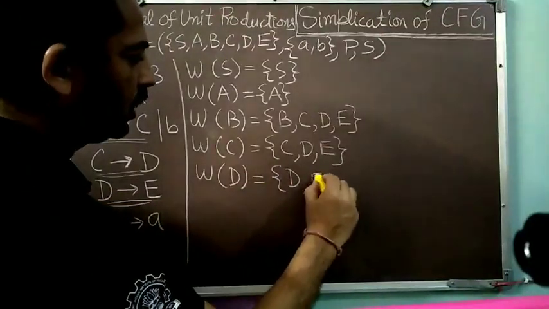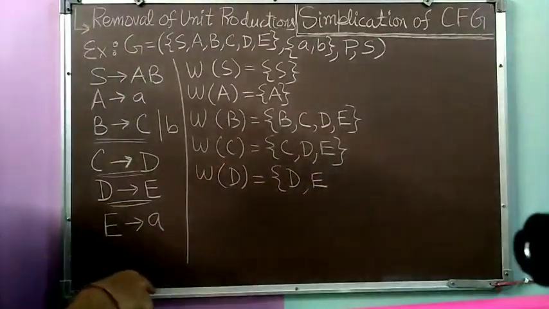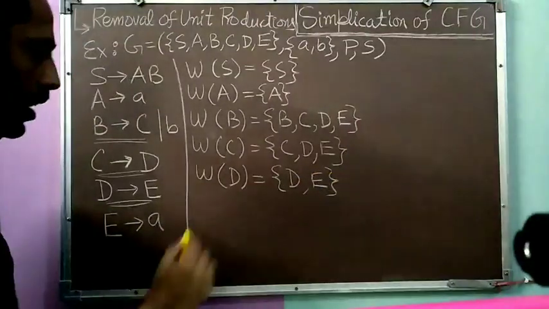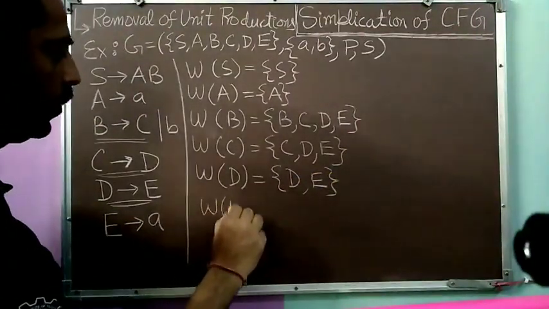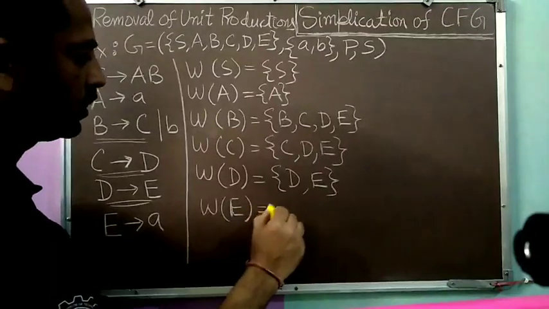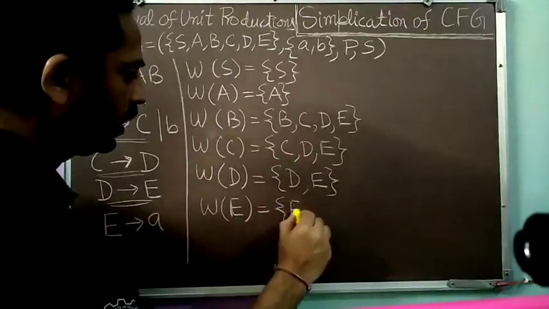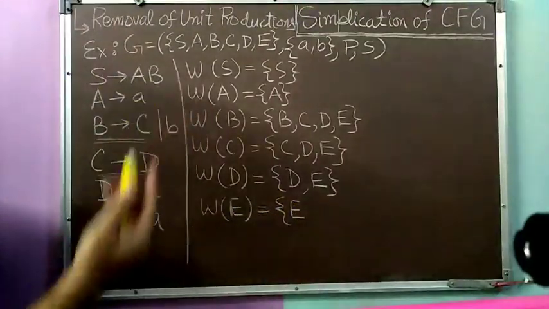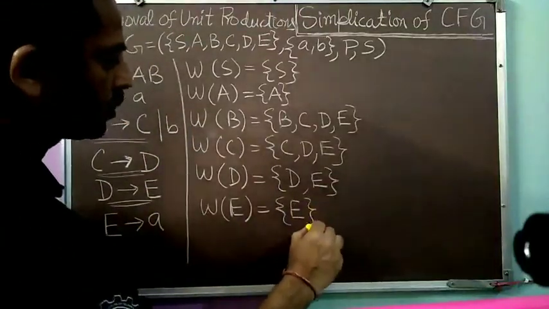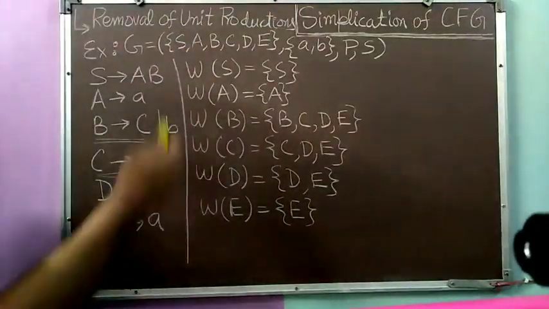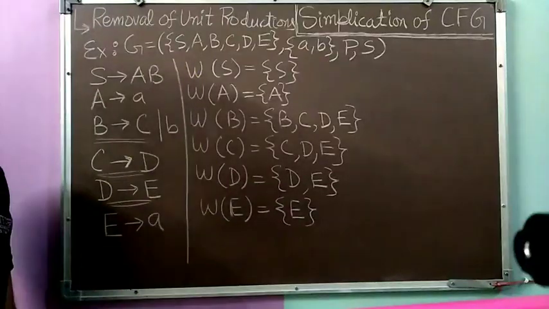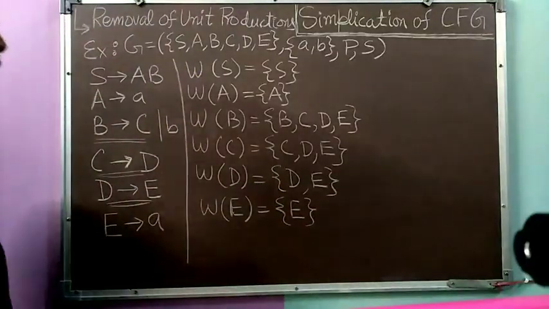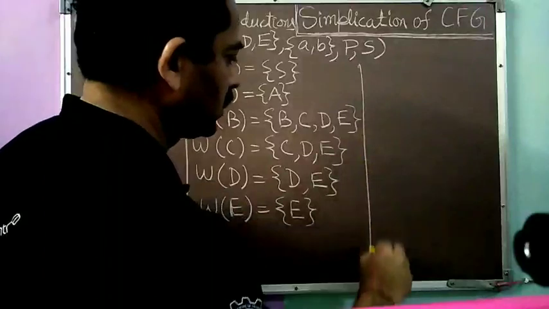So I will include E, and then E does not have any unit production. So I will stop here. And then W of E is equal to E, and I will look at the unit productions of E. There is no unit production of E, so it will stop here. So in this manner, I have found W of each variable. So the first step of this process is completed.